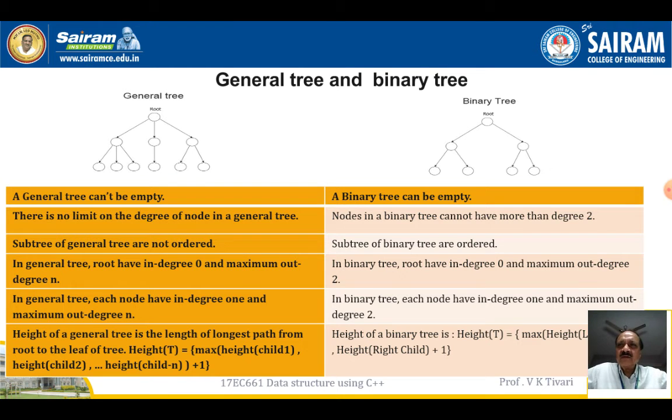In a general tree, there is no limit on the degree of a node, whereas nodes in a binary tree cannot have more than degree 2. Subtrees of general trees are not ordered, whereas in a binary tree, subtrees are ordered. Like this, the next 3 differences are defined in the tables.